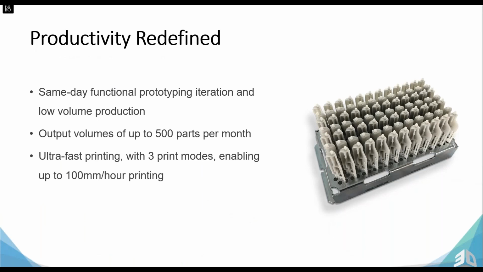So like what Scott was saying, the speed at which the Figure 4 operates is really quite incredible. Depending on the mode you have selected, you can print up to 100 millimeters per hour in the vertical direction.